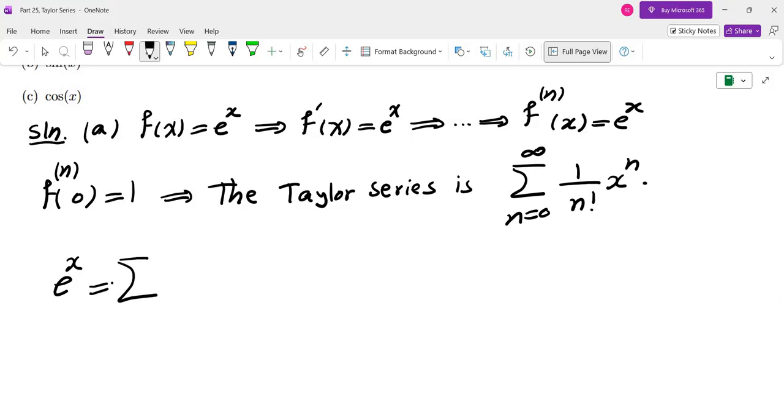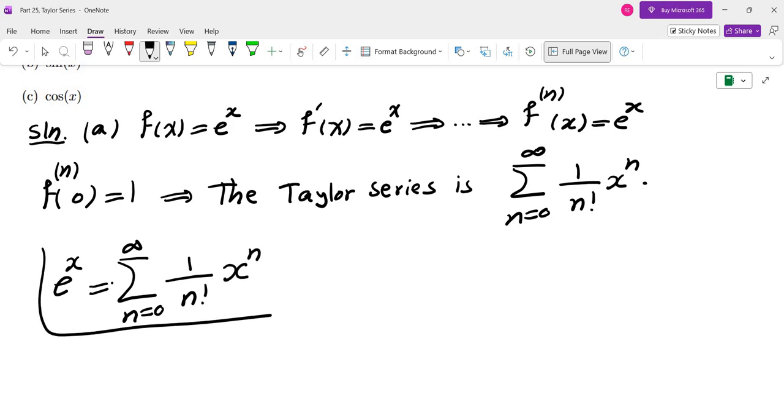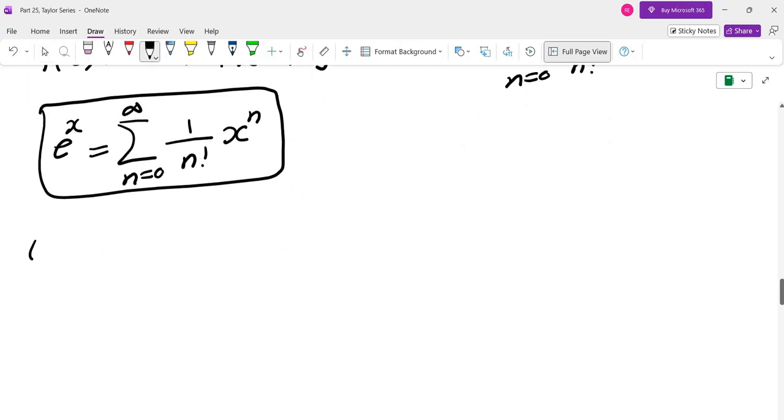So e to the power of x is the sum n equals 0 to infinity of 1 over n factorial x to the power of n. Let's look at the next example. The next example is sine of x. This would be a little bit more complicated. If you take the function to be sine of x, we will repeatedly differentiate and then find a pattern.